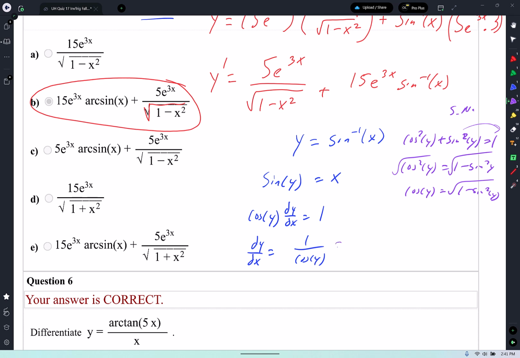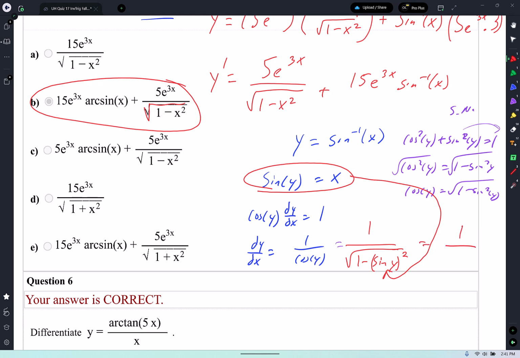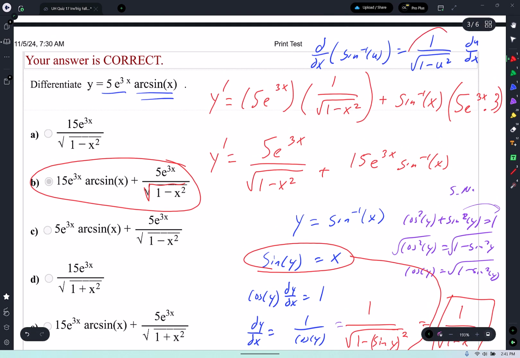And Chubb, how's that going to help me? It's not. I don't see the answer just yet. Well, look. 1 over the square root of 1 minus sine, let me write it like this, sine y with the square on the outside. Well, look what I have right here. Sine y is equal to x. So 1 over the square root of 1 minus x squared. OMG. It's the same.